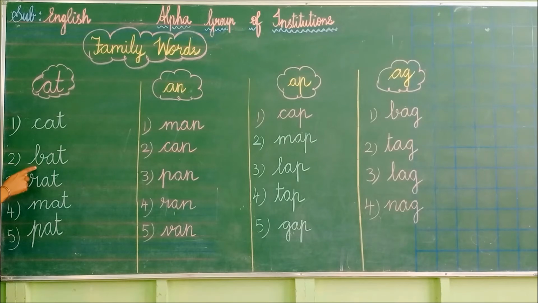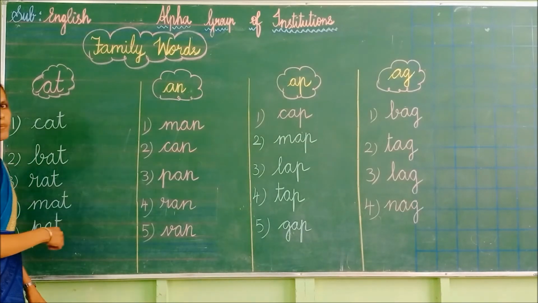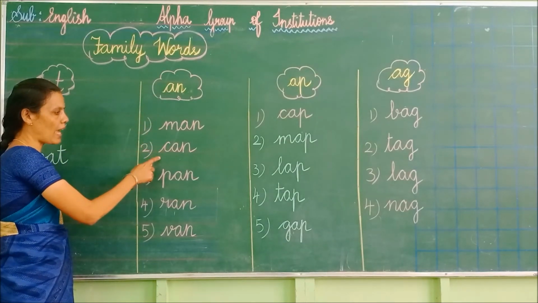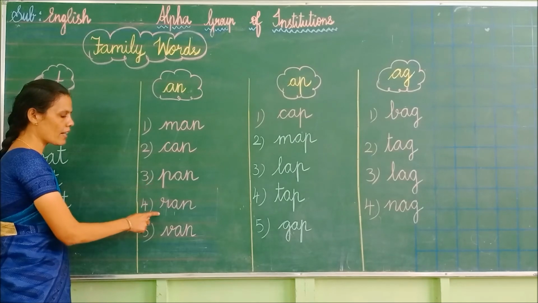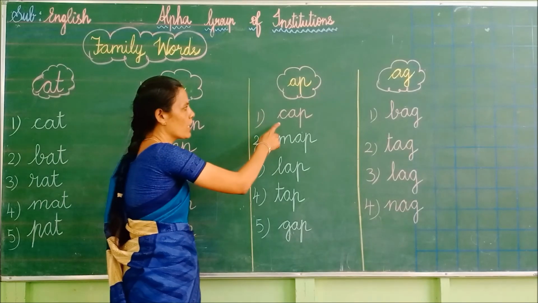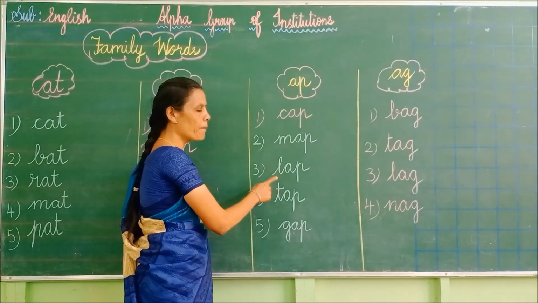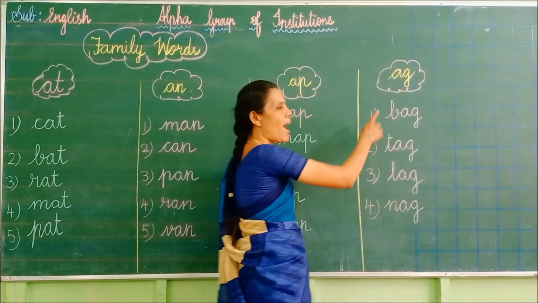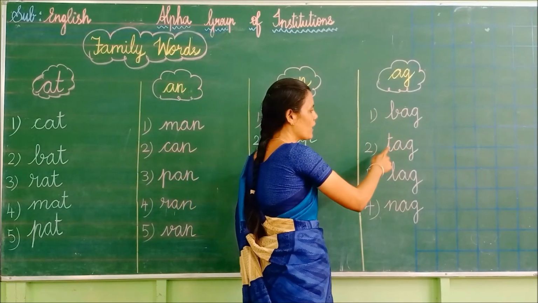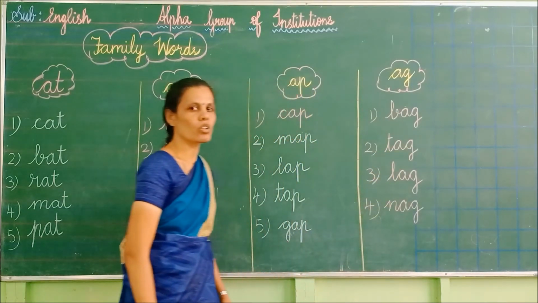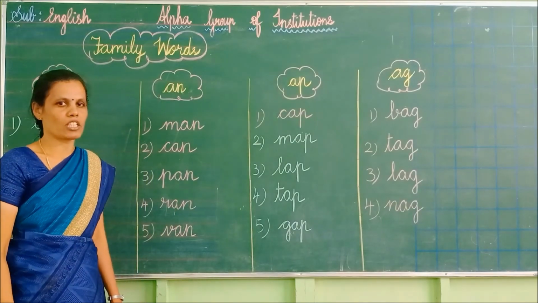Cat. Bat. Rat. Mat. Pat. Next, an words. Man. Can. Pan. Ran. Van. Next one, ap words. Cap. Map. Lap. Tap. Gap. Next, ag words. Bag. Tag. Lag. Nag. Okay, children. Now we have completed the activity.